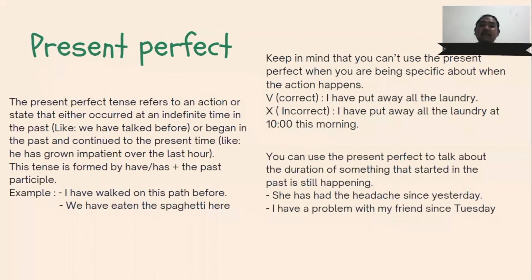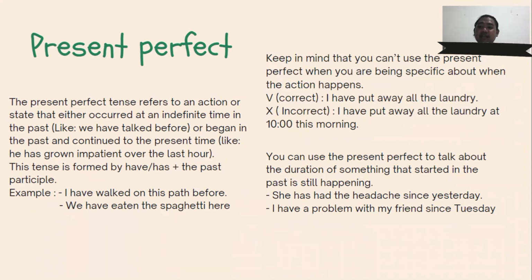Next is present perfect tense. The present perfect tense refers to an action or state that either occurred at an indefinite time in the past, like we have talked before, or began in the past and continued to the present time, like he has grown impatient over the last hour. This tense is formed by have or has plus the past participle. Example: I have walked on this path before. We have eaten the spaghetti here.